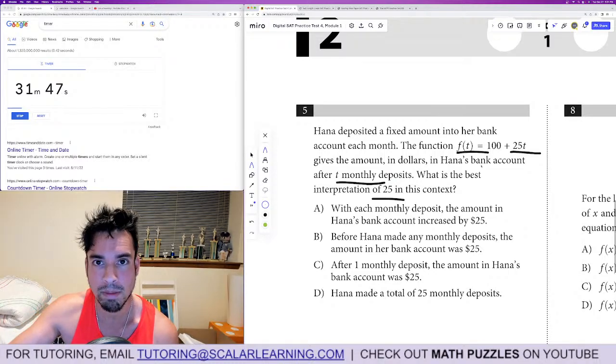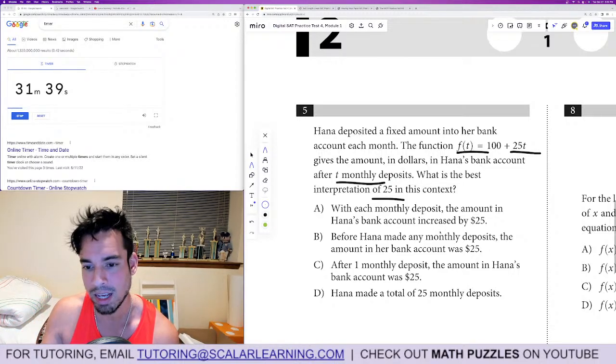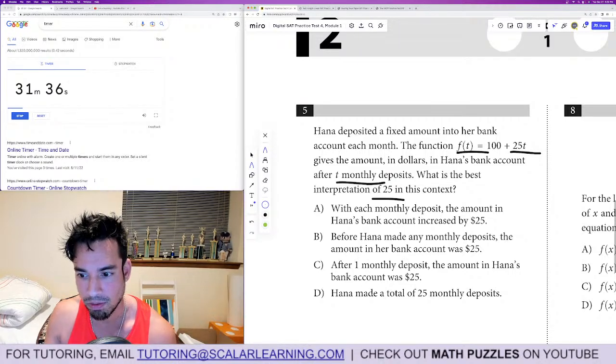Now, I'm thinking about that answer before I even look at the answer choices, which I highly recommend. By the way, 100 is the y-intercept, so it's the starting amount, right? They're not asking about that. So let's see just for fun.